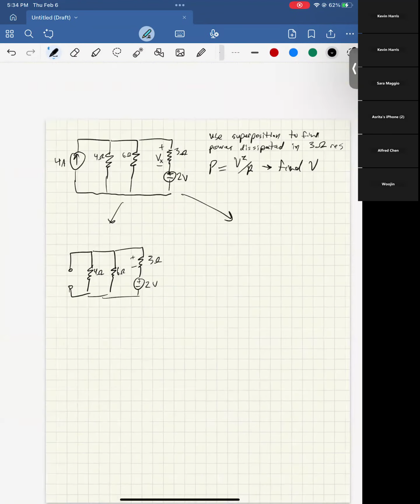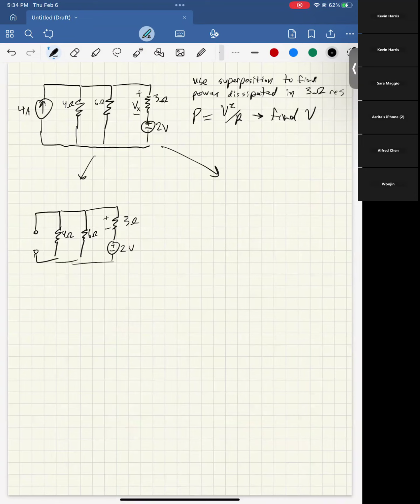So what I was about to say is that when it tells you to find the power or the voltage or anything with a specific resistor, you cannot change that resistor. So when we're simplifying resistors, we're not going to mess with the 3 ohm resistor. However, these other two are fair game. These two are in parallel, so we get 4 times 6 over 4 plus 6, that's 24 over 10, so that's 2.4 ohms.